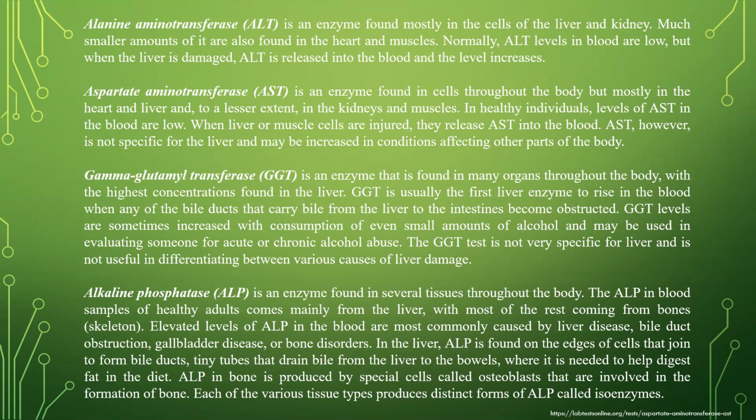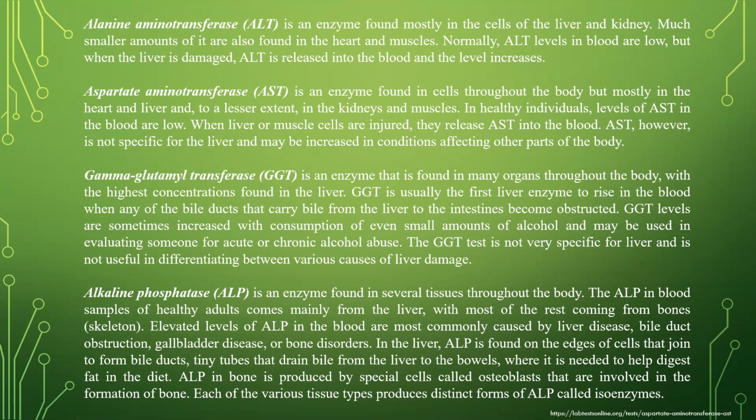GGT, or gamma-glutamyl transferase, is an enzyme that is found in many organs throughout the body. The highest concentration is found in the liver. Usually it is the first enzyme to rise in the blood when any of the bile ducts that carry bile from the liver to the intestines become obstructed.